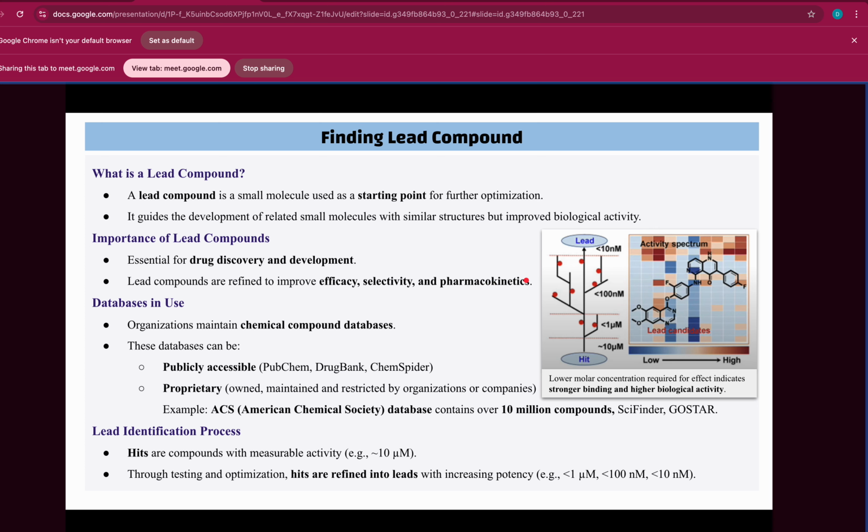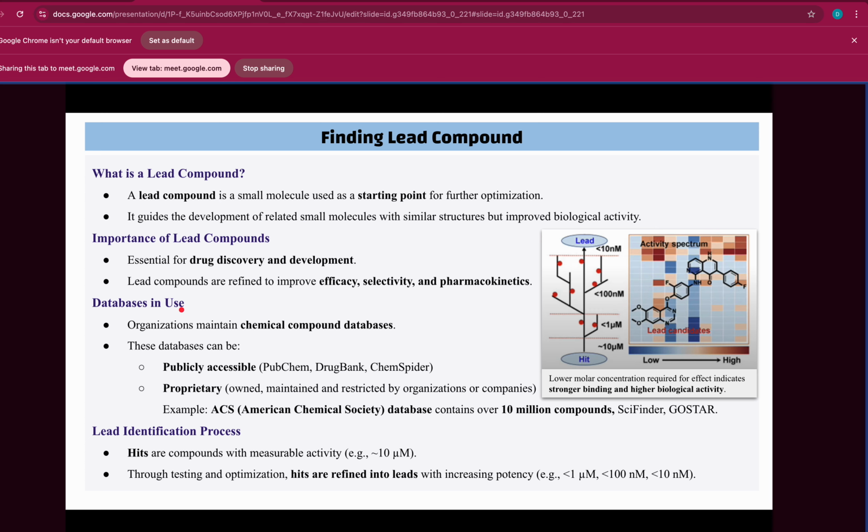And pharmacokinetics means whenever the drug is in our body, how much time it takes to get solubilized, absorbed, and then distributed into various parts. So we try to add certain chemical groups such that it can increase the pharmacokinetic properties of that particular lead compound. So this comes under why we need lead compounds and what are the things which we can do.